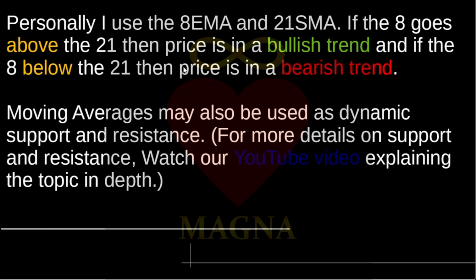Personally, I use the 8 EMA and the 21 SMA, EMA for exponential moving average and SMA for simple moving average. If the 8 goes above the 21, in my case, I will consider it as a bullish trend. And if the 8 goes below the 21 moving average, then price is in a bearish trend.